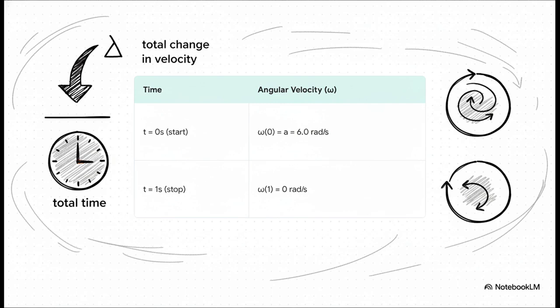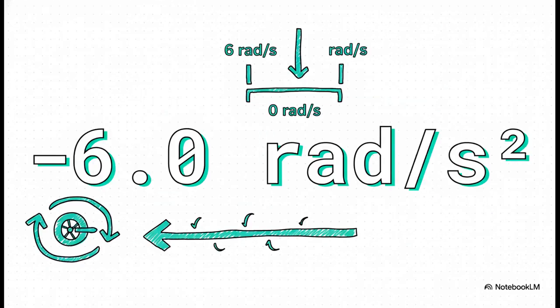Same idea, right? It's the total change in velocity divided by the total time. So let's look at our start and end points. At the very beginning, t equals 0, our velocity omega is just a, which is 6.0 rads per second. And at the end, at t equals 1 second, well, we already know that's when it stops, so the velocity is 0.